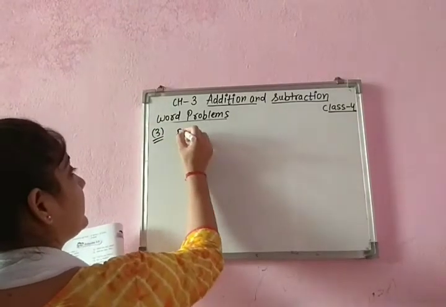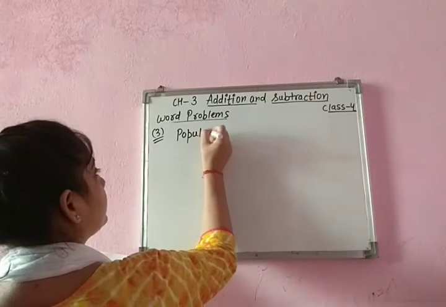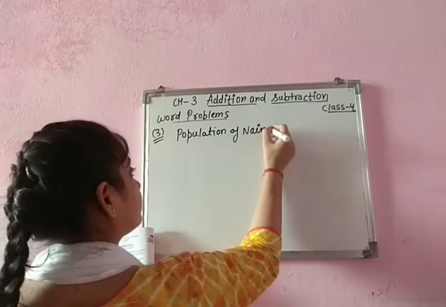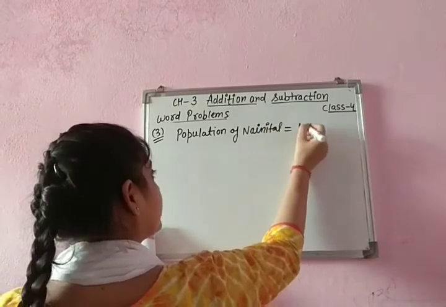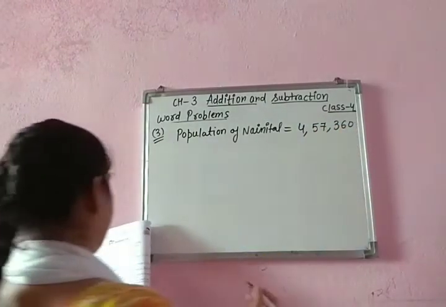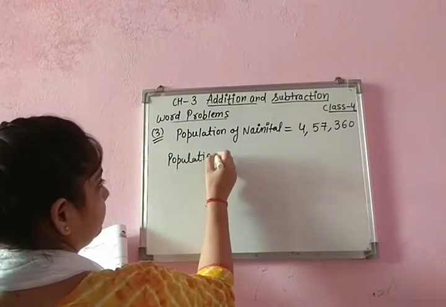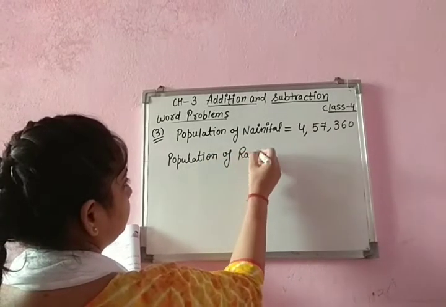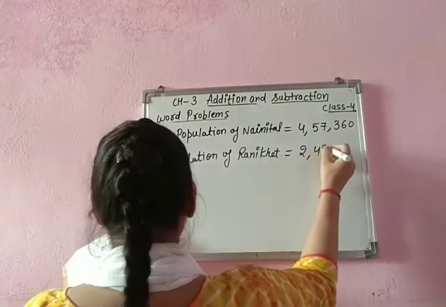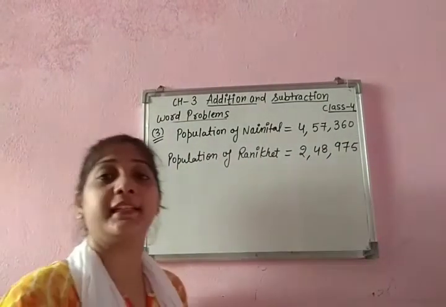So same question we are doing, question number 3. First I am writing in statement like we have done for addition. We need to write statement. So population of Nainital, it is 4,57,360. Okay. And population of Ranikhet, it is 2,48,975.